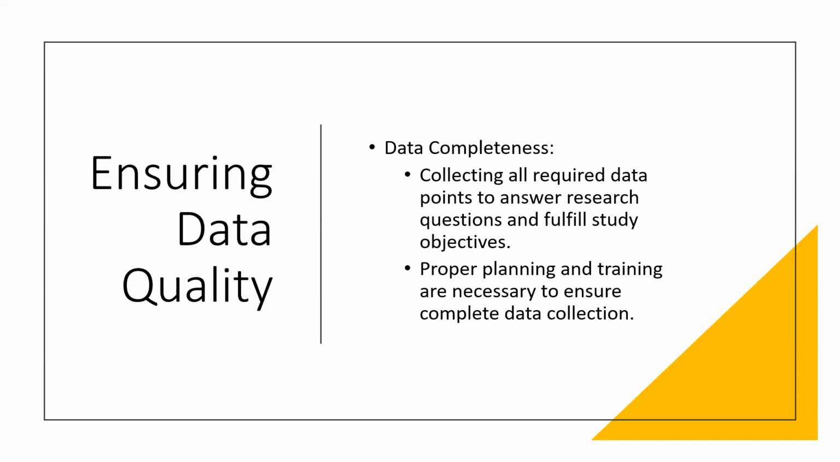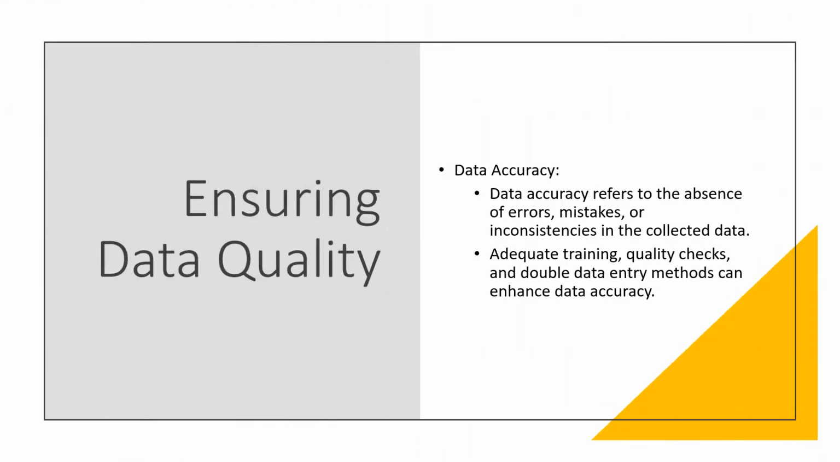How do you make sure that the data that was collected is complete? Data completeness is also tied into data quality, because once the data is complete, then you're sure that the data that has been collected for the study has met the standard for the protocol and also ICH regulations. Collecting all required documents and data points answers the research questions and, of course, fulfills the study objectives. Proper planning and training are necessary to ensure complete data collection at each point.